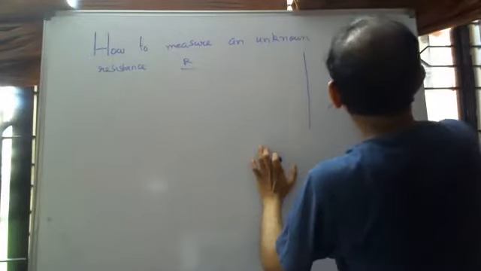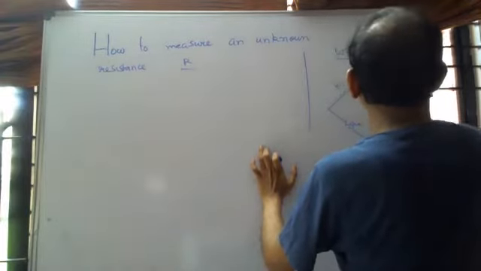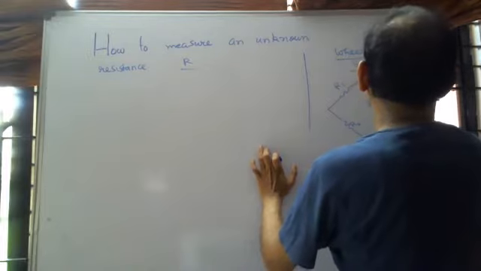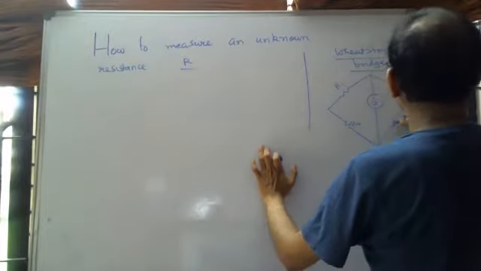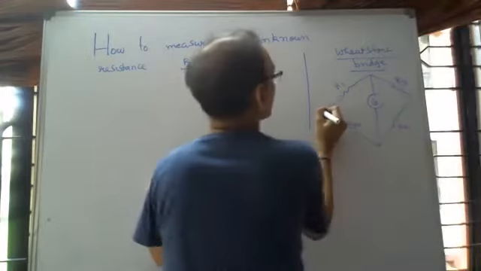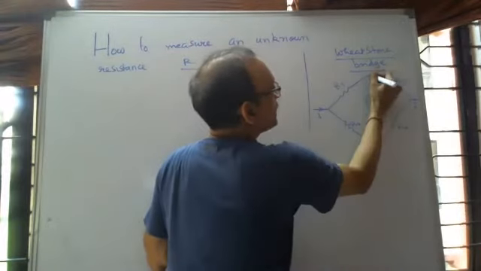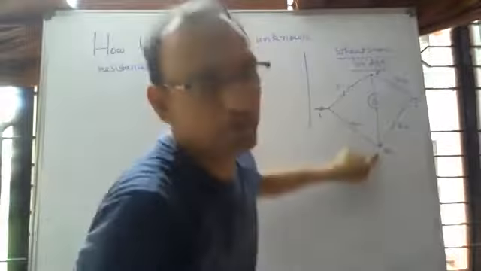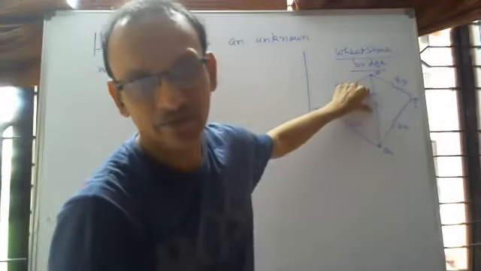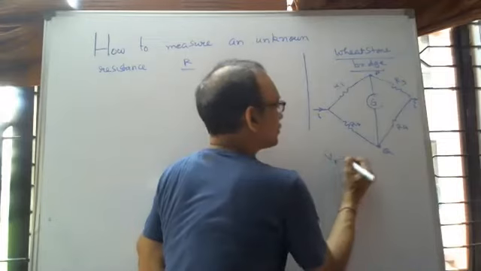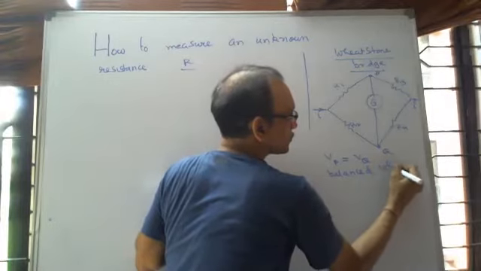How was the arrangement? This was R1, this was R2, this was the galvanometer here, R3, current entering here and leaving there, right? And I wanted P and Q to be at the same potential. If P and Q are at the same potential, there will be no flow through the galvanometer. Galvanometer will show null deflection, right? If VP is VQ, it's a balanced Wheatstone bridge, isn't it?